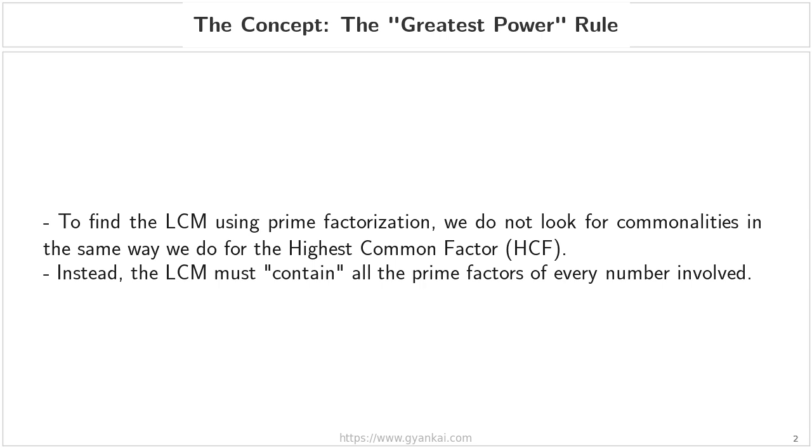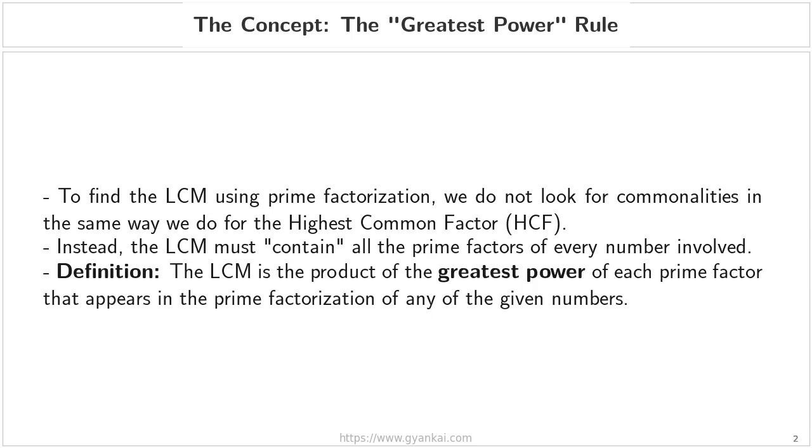Instead, think of the LCM as a container. For a number to be a multiple of all our original numbers, it must be large enough to contain every single prime factor present in every number we are working with. So, here is the formal definition to memorize. The prime LCM is the product of the greatest power of each prime factor that appears in the prime factorization of any of the given numbers.